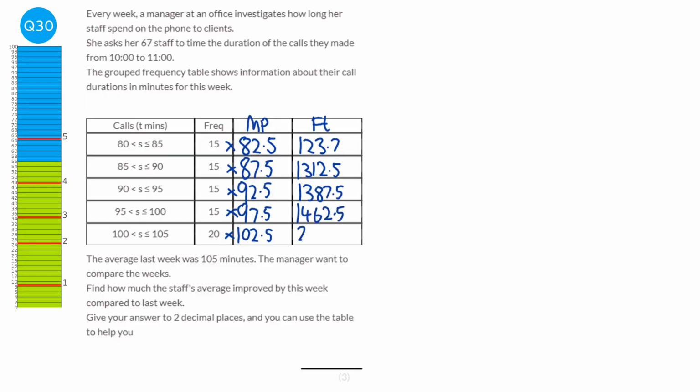And then finally 2050. Right, next we need to add up the frequencies and add up the FTs. So we're going to have the sum of the frequencies. So I'm just adding all this column up, and that will be 80. And we have the sum of the FT. And so we're going to just add this column up here.